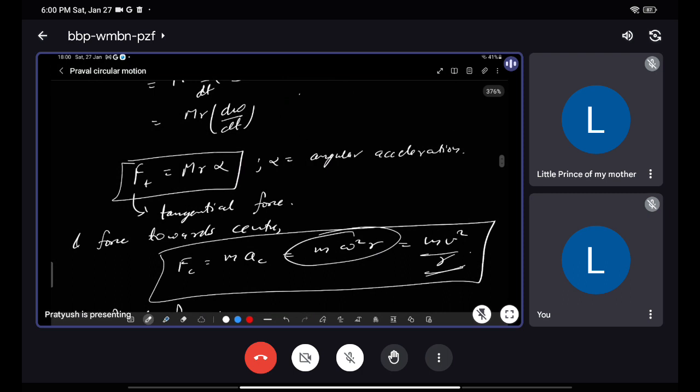So what will be the force towards the center? Multiply mass with the acceleration. That will give us centripetal force: m v square by r or m r omega square.